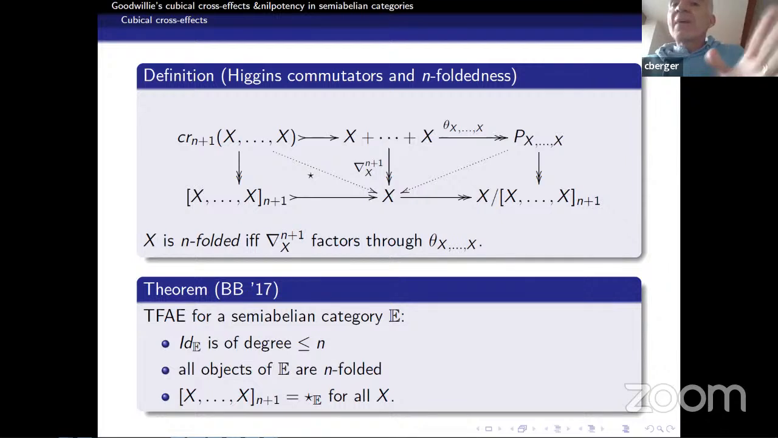So this is quite nice. It relates this notion of degree of the identity functor to some properties of certain objects of your category. But it is not really related to nilpotency so far, because the definition is a very abstract one. It is just a notation which suggests that it has something to do with nilpotency.